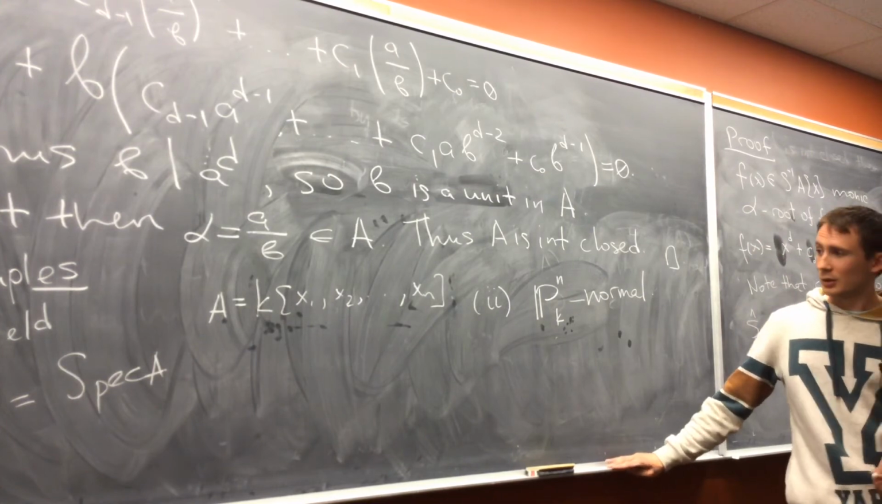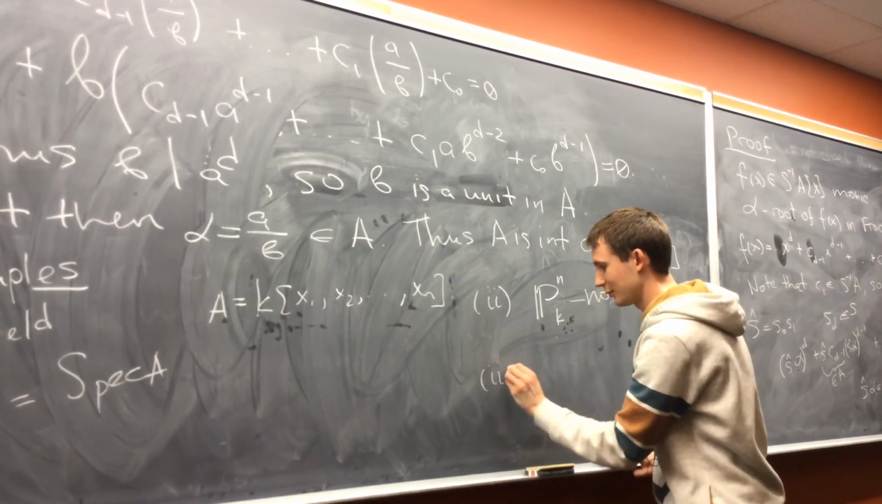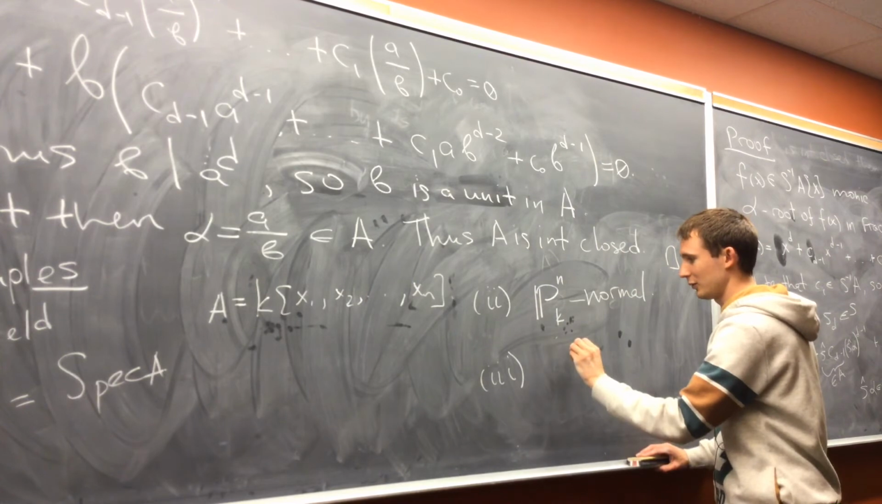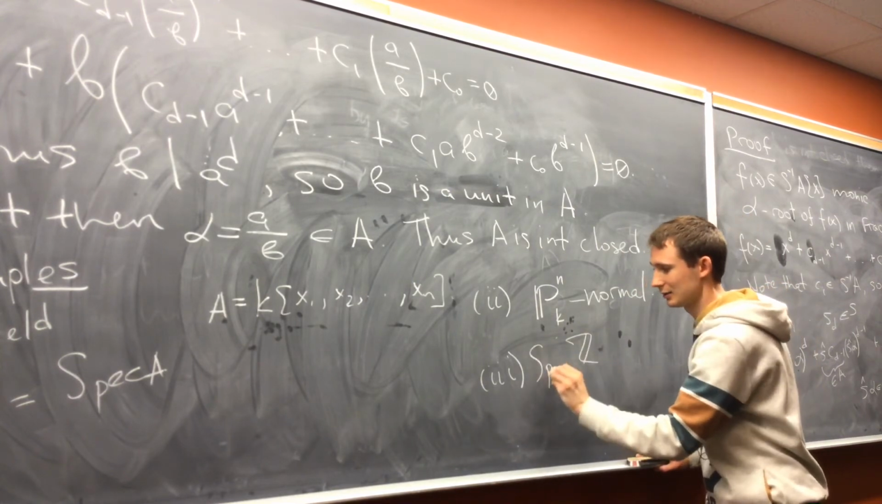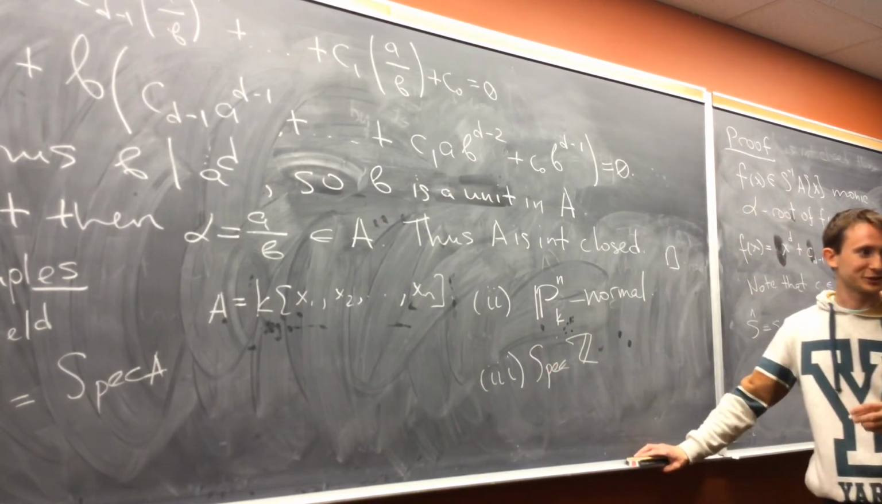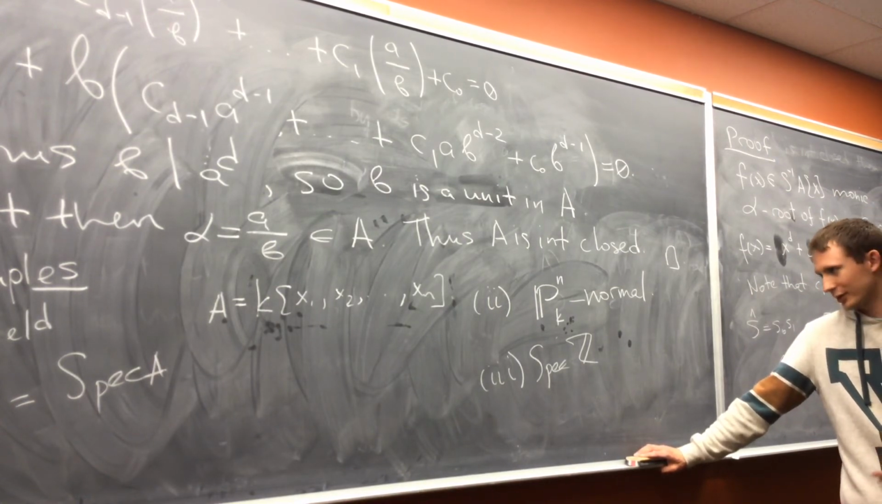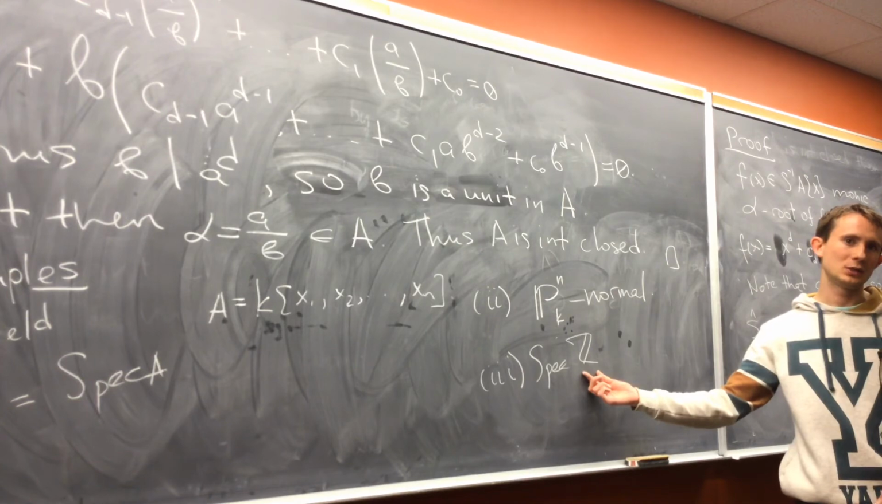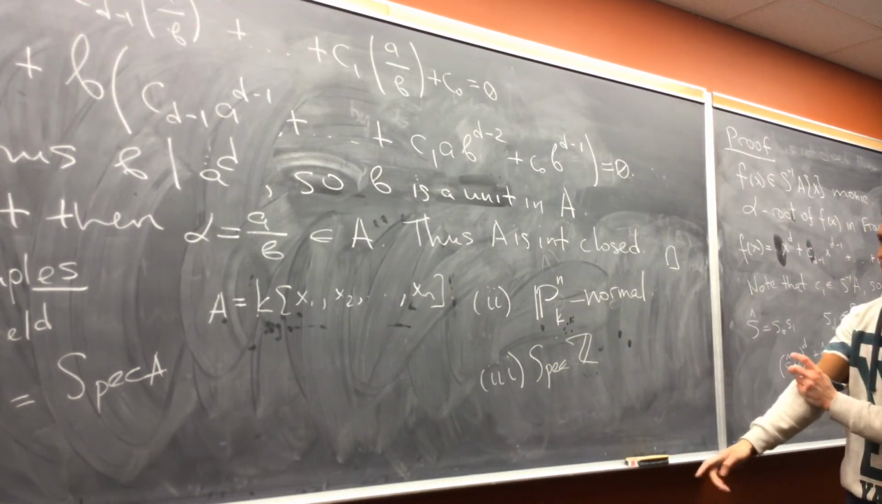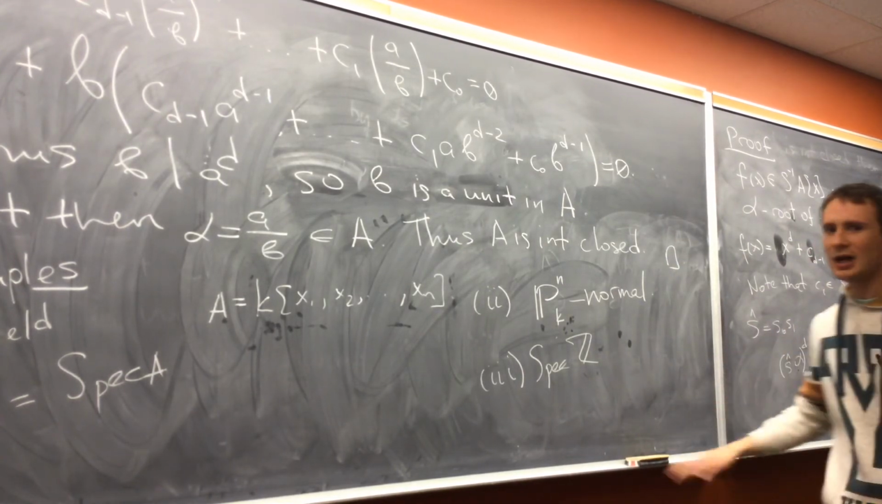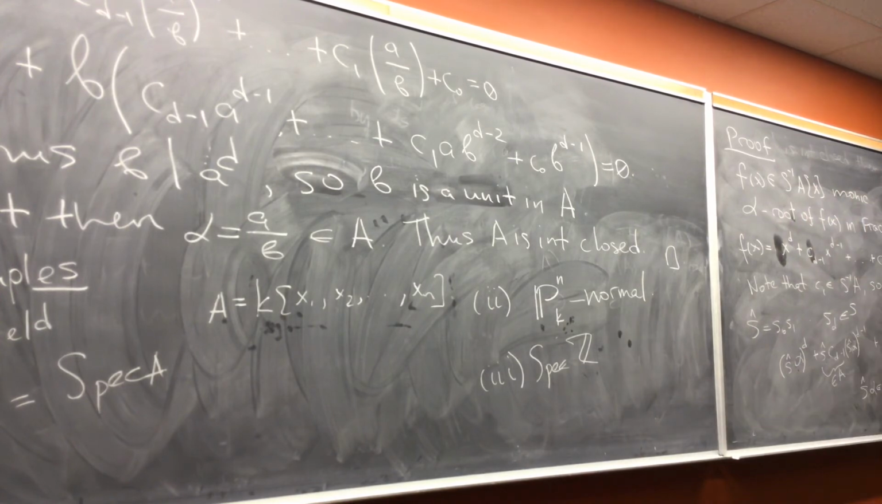Good? Example number 3, probably the most obvious one, if you would consider Spec Z. So this scheme is clearly normal, in fact, factorial, right? Why is that? Z is a UFD, right? And everything follows from there. Okay? Now let's see some tricky examples.